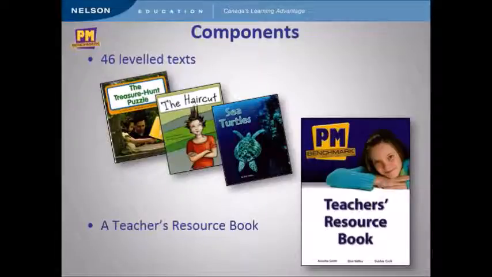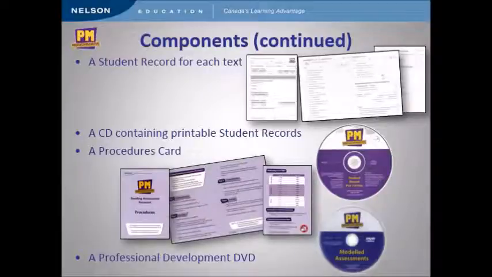So now we'll look at the components of the kit. The bulk of the kit is made up of the 46 level texts. Some will be little books and some will be cards, the higher levels being cards. You'll also have a teacher's resource book. The kit also contains a student record for each of the texts, and these student records are also available on the CD that you'll find inside the front cover of your teacher's guide. So you can either photocopy the student record sheets or print them directly from the CD.